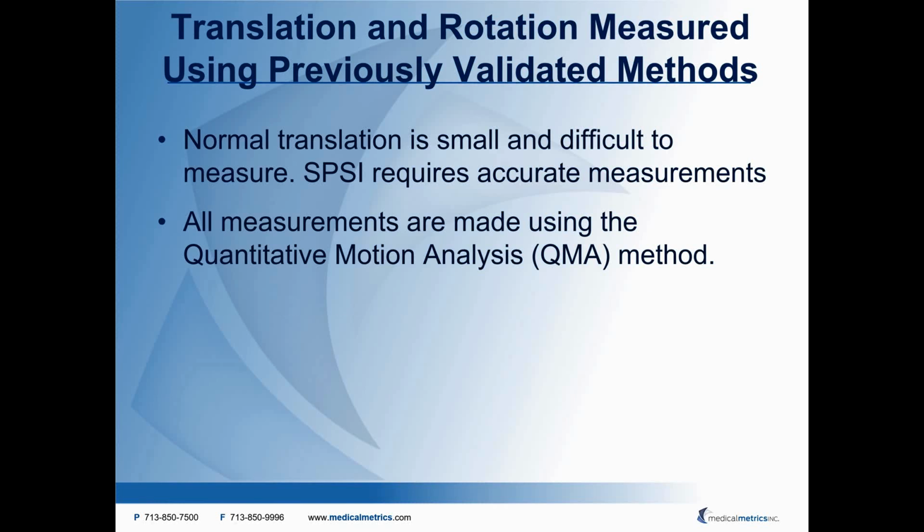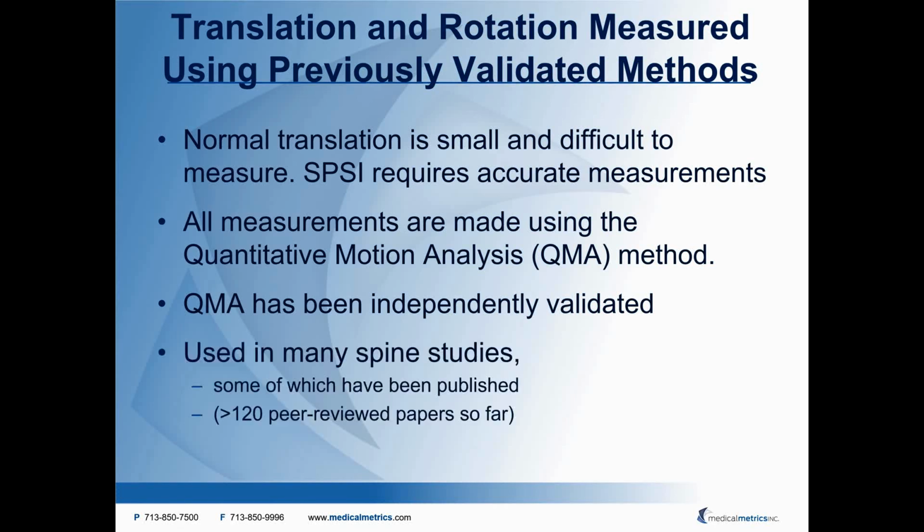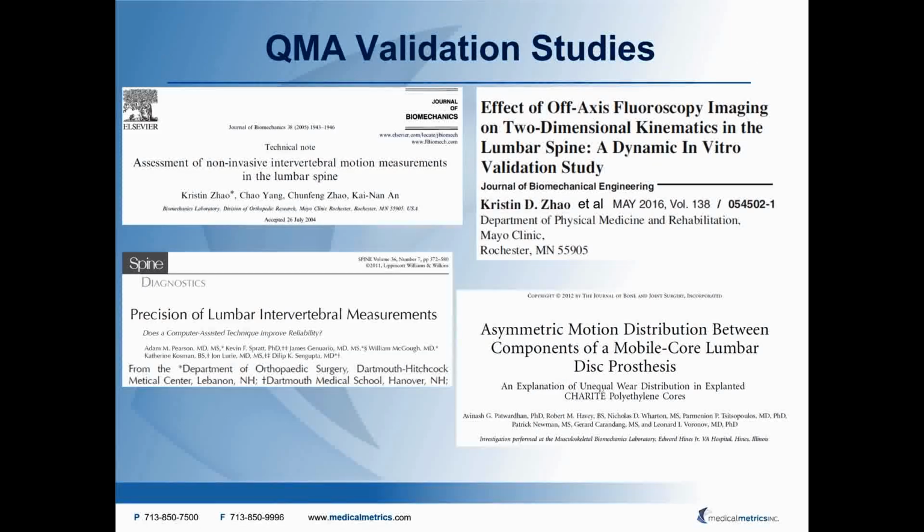QMA is the acronym. Independent research laboratories have validated QMA as described in multiple, published studies. The QMA method has been used to generate intervertebral motion data for many spine studies. So far, QMA data have appeared in over 120 peer-reviewed publications and hundreds of abstracts. These are a few of the validation studies. Please note that these studies are from some of the most prominent of biomechanical research laboratories.